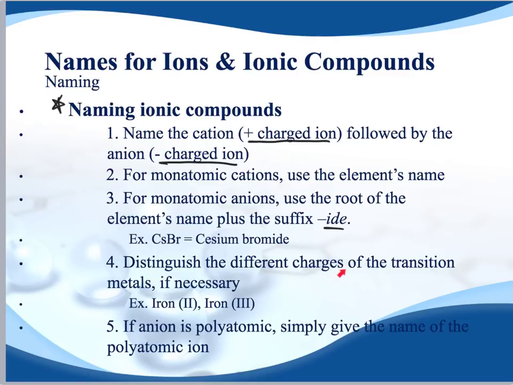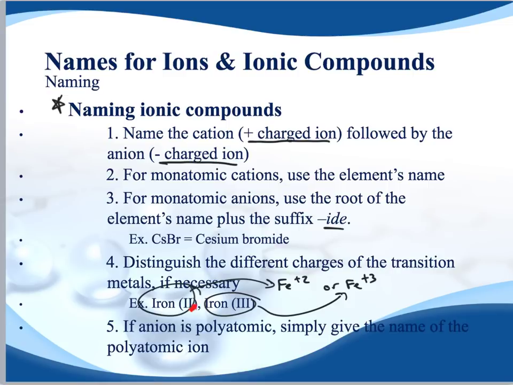Number 4 says, distinguish the different charges of the transition metals if necessary. Okay, well, cesium's not a transition metal, it's a 1A metal. But let's say I had something like iron. Well, iron can have multiple charges. Iron can be +2 or +3, depending on what it's bonded with. So you're going to have to distinguish the names. Well, iron 2 corresponds to that one, and iron 3 corresponds to that one.